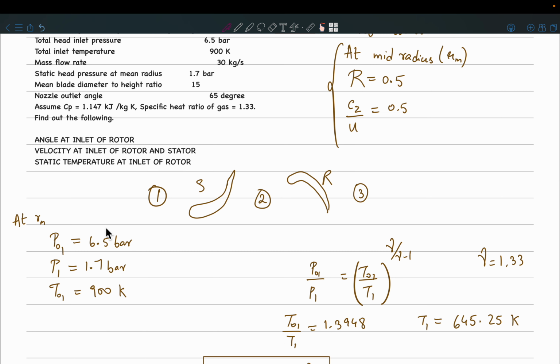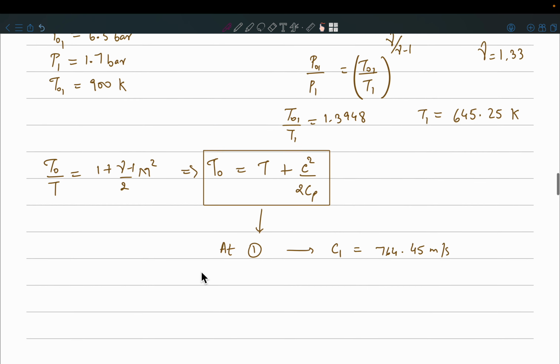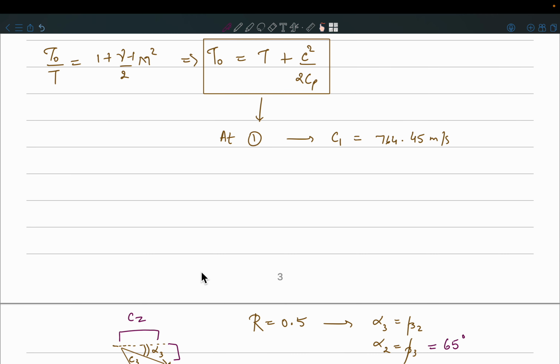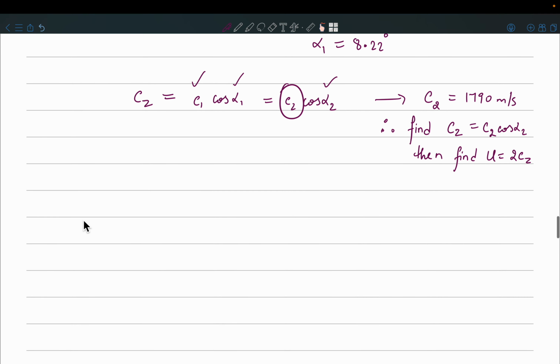Right, and then we have to find the static temperature at inlet of rotor, which we have done. So at the inlet of the rotor, we can write this equation T02 is equal to T2 plus C2 square by 2Cp, right? And now we know C2, and by the fact that there is no work done by the stator, T01 will be equal to T02. Hence, we can find T2. Okay, so this was given to us as 900 Kelvin. So you can just plug in the value and find the value of T2.